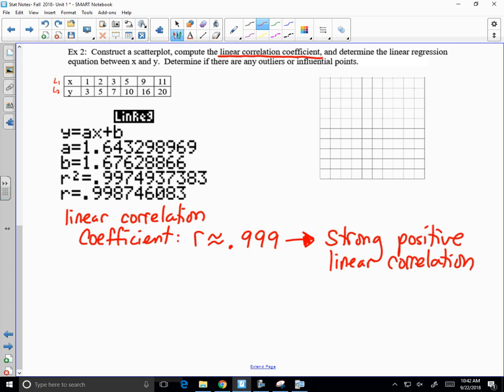Right? I don't want you to be beholden to that table. Just use common sense. It's supposed to be really close to 1. That's as close as you can get without actually being a 1. So we're in good shape there.